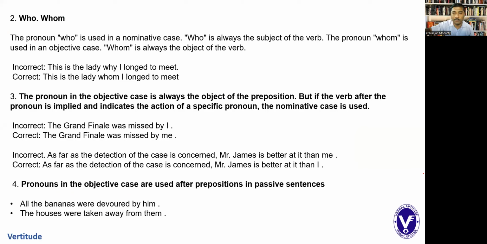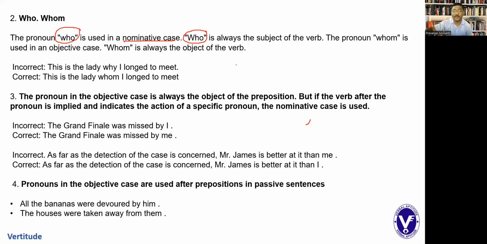Then who or whom, the use of who or whom. The pronoun who is used in a nominative case. Who is always the subject of the verb. The pronoun whom is used in an objective case. Whom is always the object of the verb. What does that mean? It means who is used in the nominative case. As we just saw in the previous slide, who is always used as the subject of the verb.